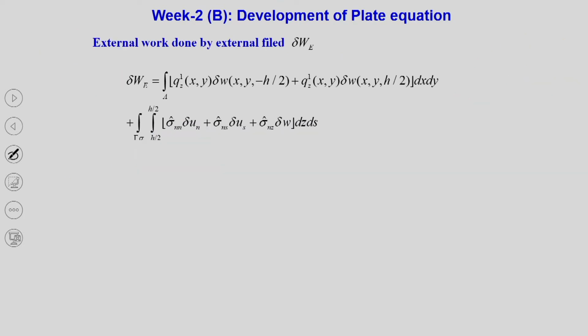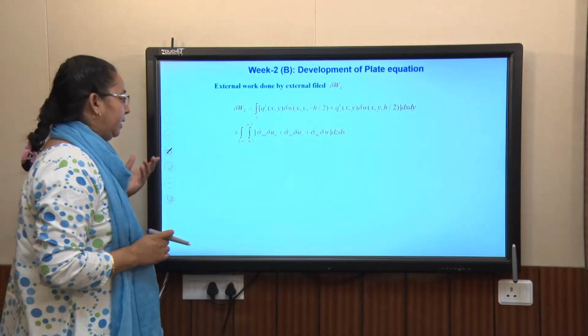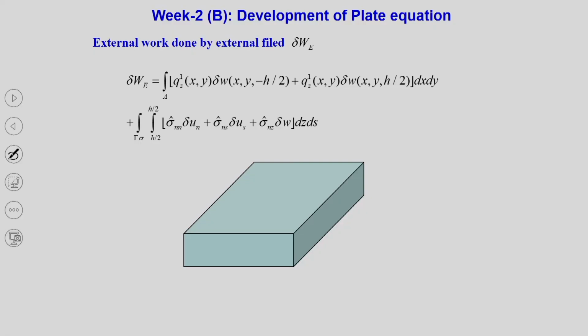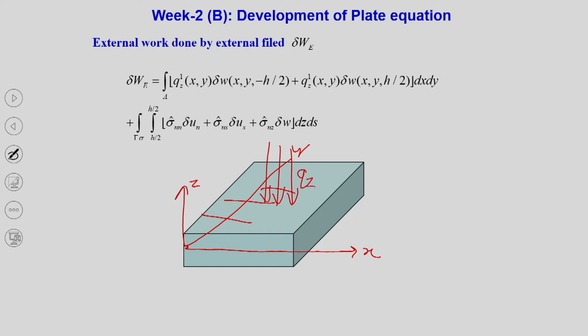Now, the contribution by the external work or the external field. So, let us say a plate where this is your x axis, this is your y axis, this is your z axis. First we talk about the top surface and bottom surface of the plate. Let us see, at the top surface we are applying only a qz along that direction, pressure. Similarly, we can also apply shear forces, like along the x direction qx, along the y direction qy.